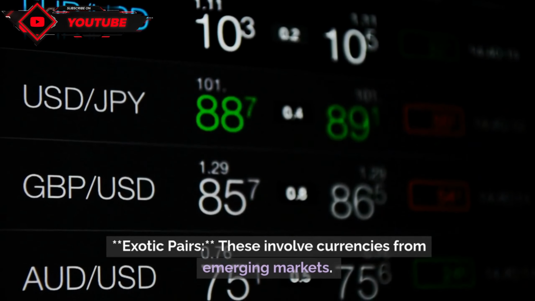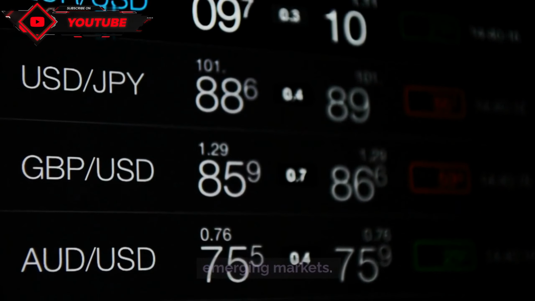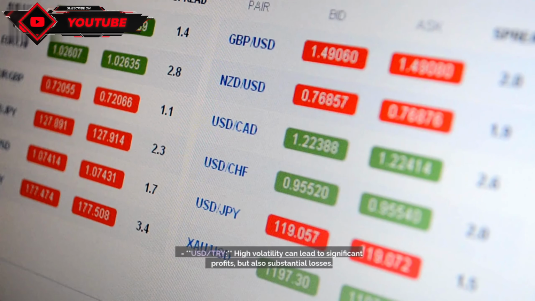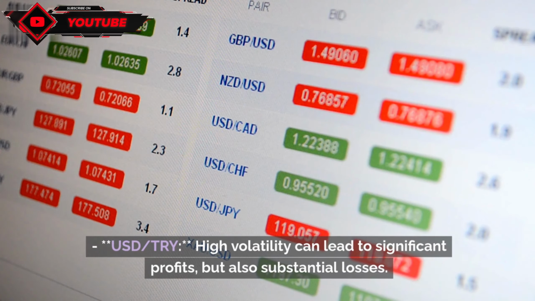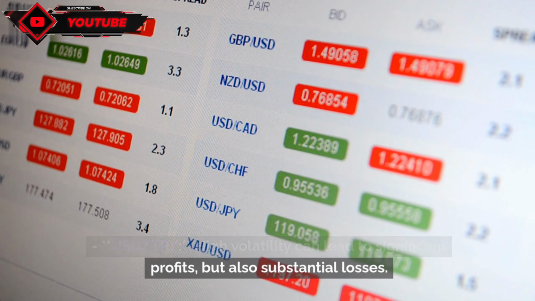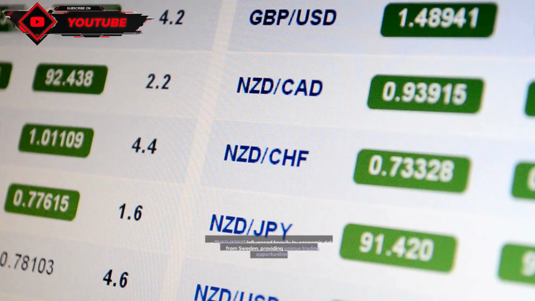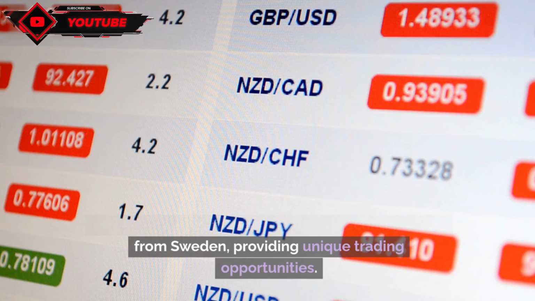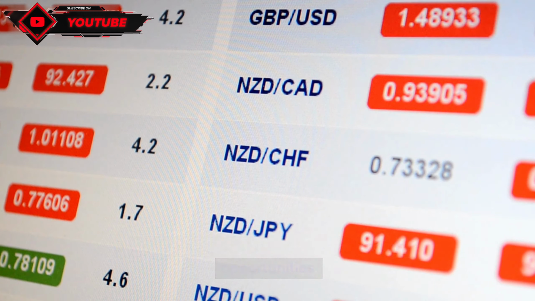Exotic pairs. These involve currencies from emerging markets. They are higher risk but can offer high rewards. USD/TRY. High volatility can lead to significant profits, but also substantial losses. USD/SEK. Influenced heavily by economic data from Sweden, providing unique trading opportunities.